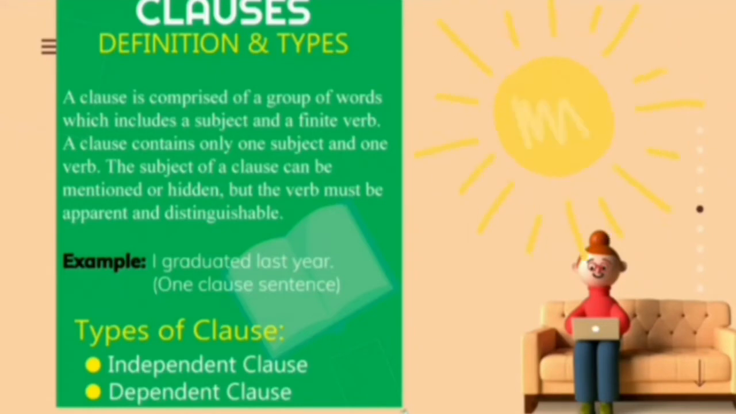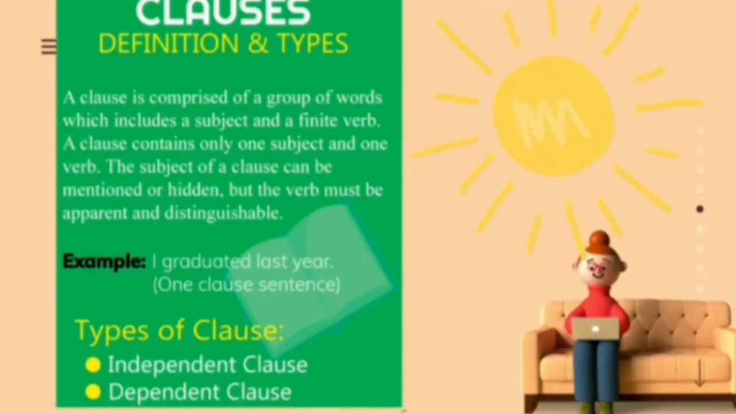Let's learn what clauses are and their types. A clause is comprised of a group of words which includes a subject and a finite verb. So in a clause, there must be a subject and a verb. A clause contains only one subject and one verb. The subject of a clause can be mentioned or hidden. However, the verb must be apparent and distinguishable.